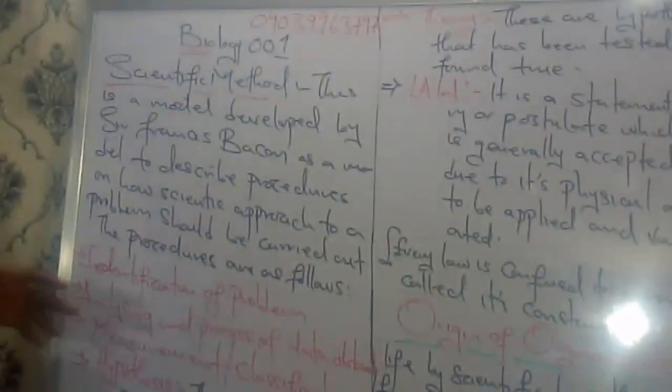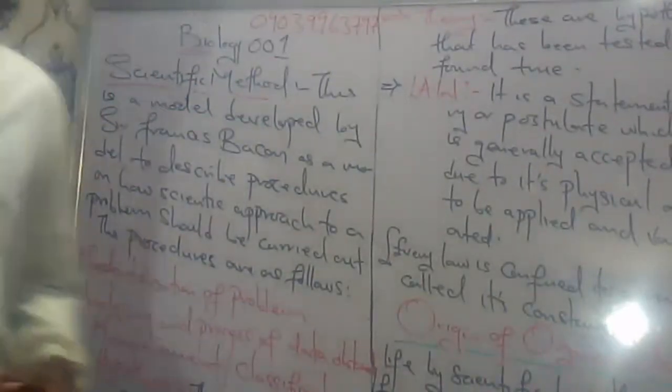Now we have scientific methods. When we hear the word scientific method, we're talking about a model that has been built or designed to aid scientific study, to study scientific problems and bring about solutions. This model was introduced by a man referred to as Sir Francis Bacon.